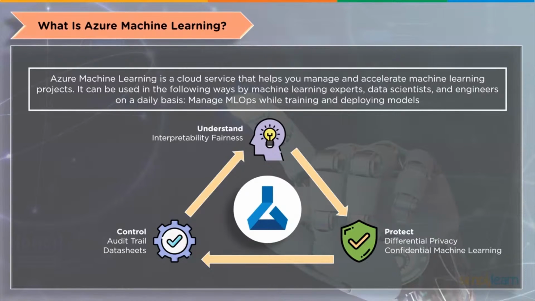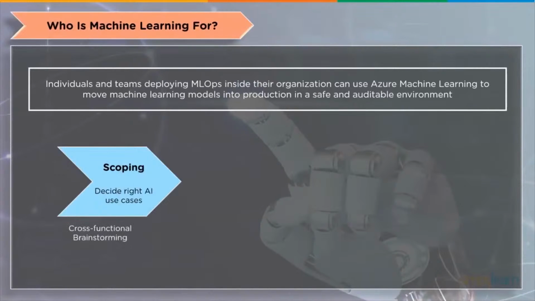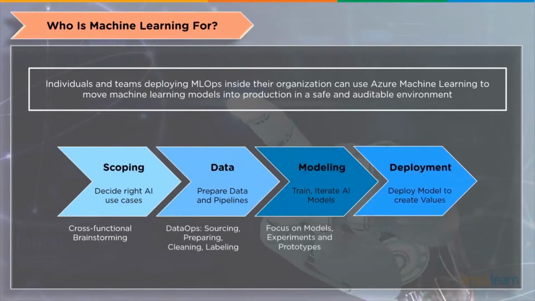You can use an open source platform like PyTorch, TensorFlow, or scikit-learn to build a model, or use one created in Azure Machine Learning. Model monitoring, retraining, and redeployment are all made easier using these tools. But this brings us to a question: who exactly is machine learning for? Individuals and teams deploying MLOps inside their company can use Azure Machine Learning to move machine learning models into production in a safe and auditable environment.